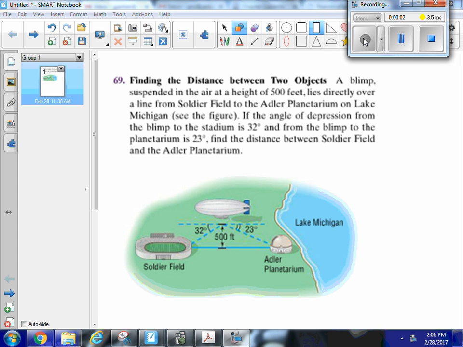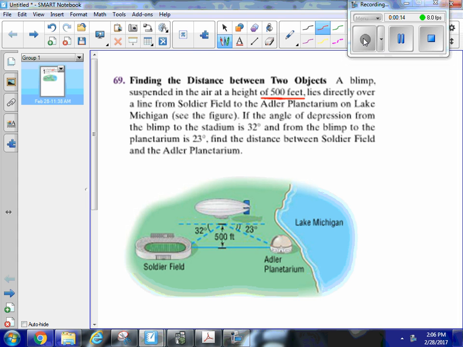This is a good word problem to figure out how to apply trigonometry to a practical situation. So we have a blimp that is in the air at a height of 500 feet, and that's going to become important. And it lies directly over a line from Soldier Field to Adler Planetarium on Lake Michigan. So this is in Chicago. So it's right directly over this particular line that I'm drawing right in here in red.